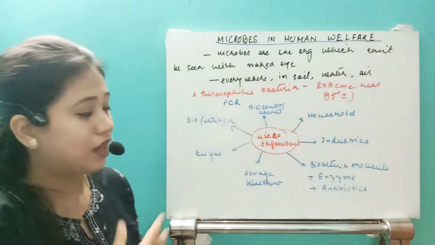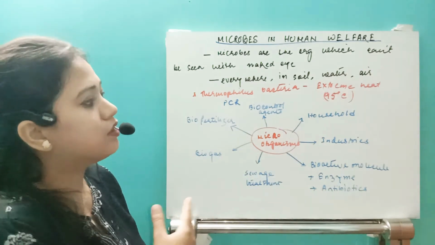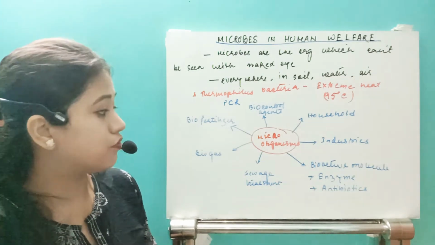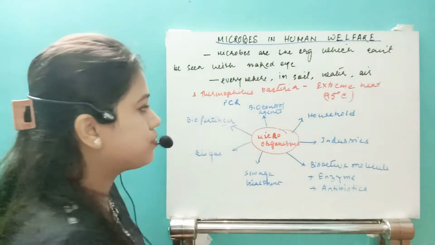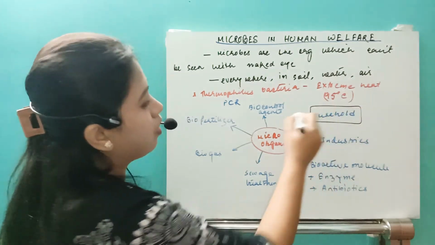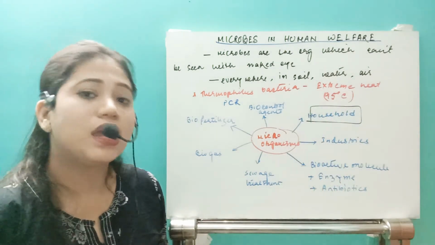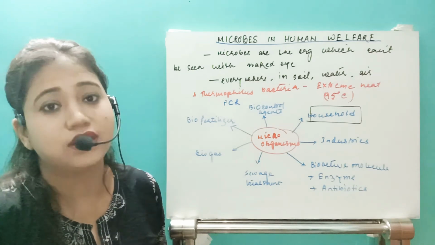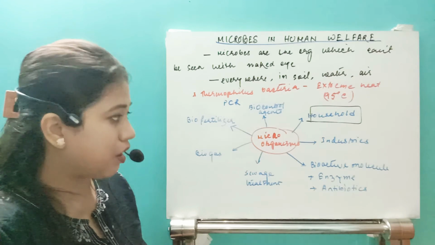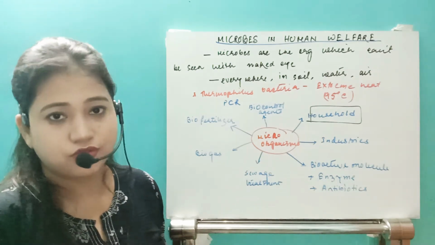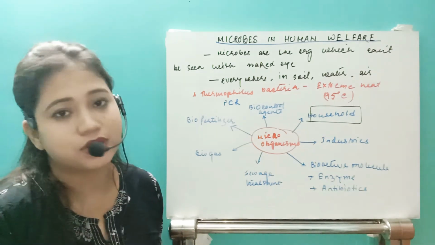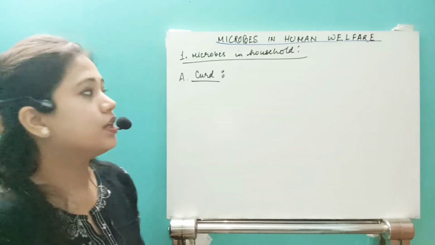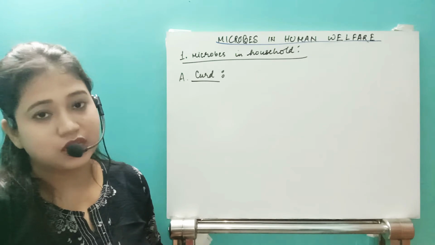So in every other part we will see the different types of microbes in different areas. First of all, we will see the microbes in the household. How they are helpful in our kitchen, or what types of microorganisms or their products we can use in our house, in our home. We will see all of those. Okay, so let's see the microbes used in the household.